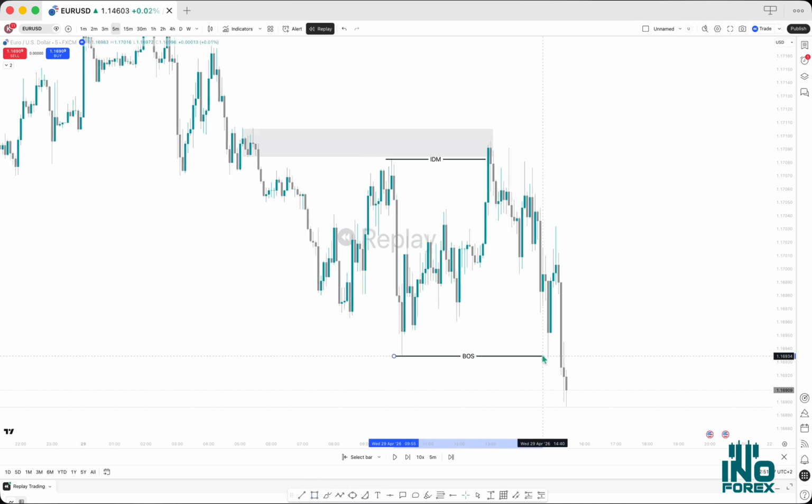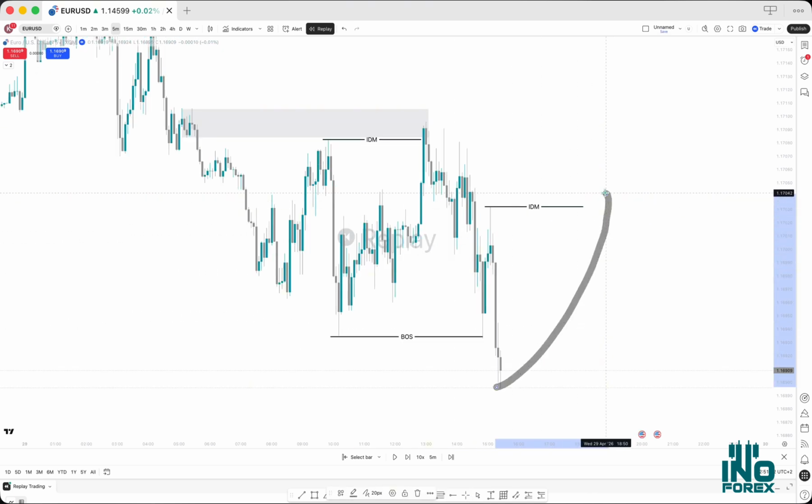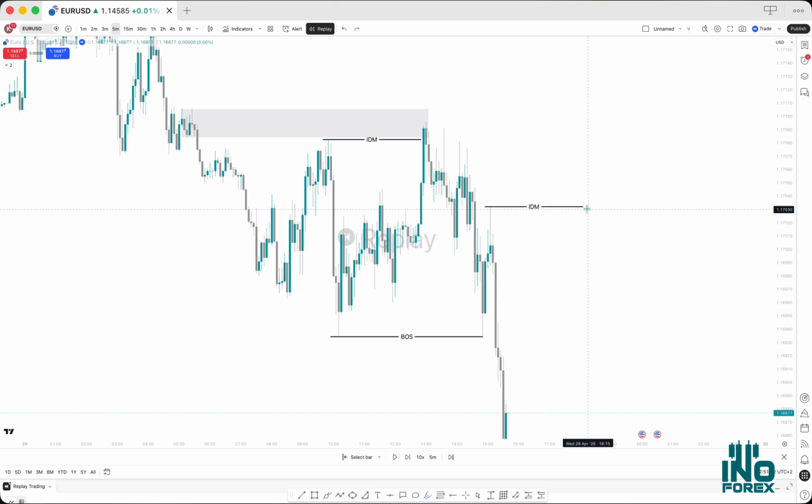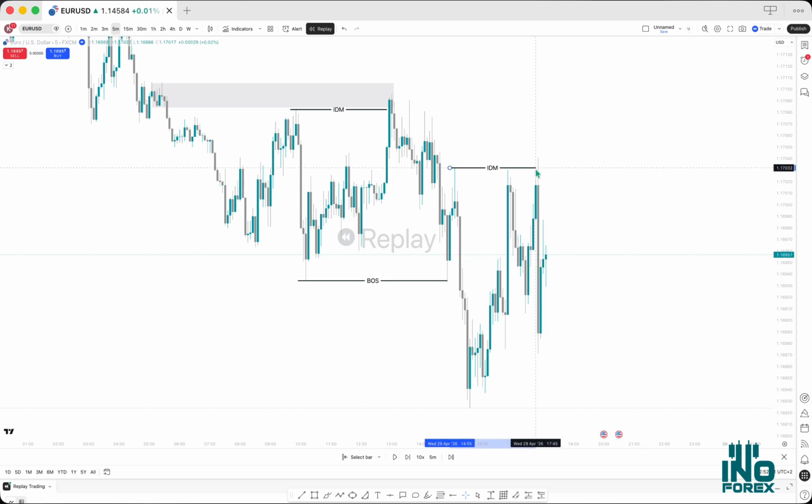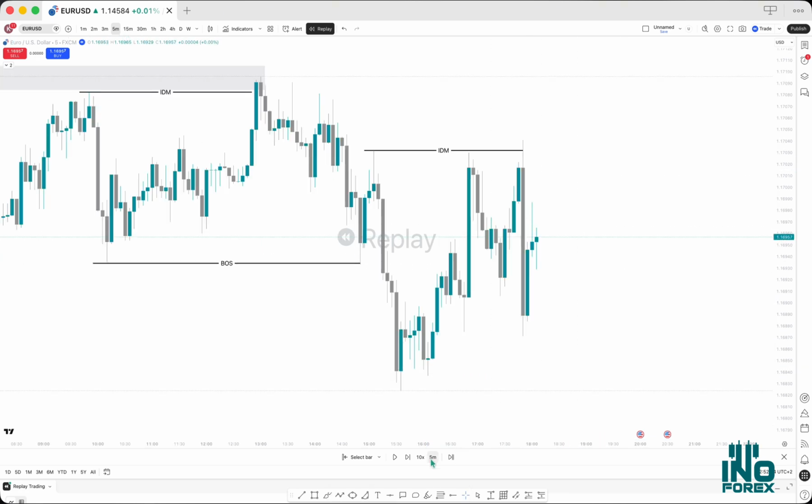This is a break of structure. After break of structure, we are going to mark an inducement. So this is inducement. If the market takes this inducement, we are planning to sell. As you see, here the market takes this inducement. This is a corrective move, and this corrective move is internal structure. So this internal structure is bullish. It creates higher highs, higher lows, higher highs and higher lows.